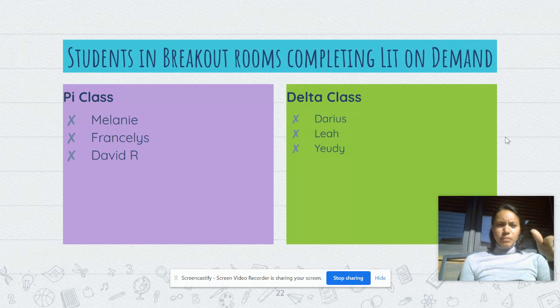These are the people that are going to be put into breakout rooms. I've already called these family members, and I still haven't really had anything from you. For Delta class, I have not called your families yet. I did not have an opportunity, but if you complete it today, then I won't have to.